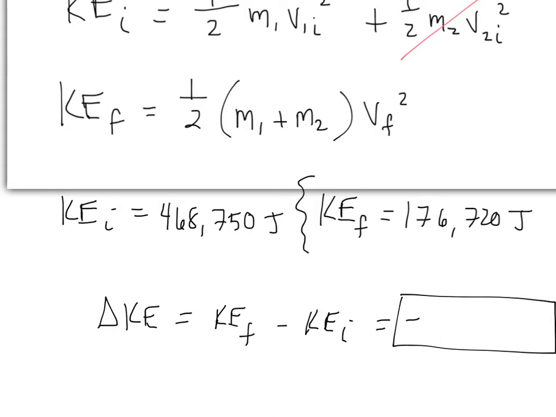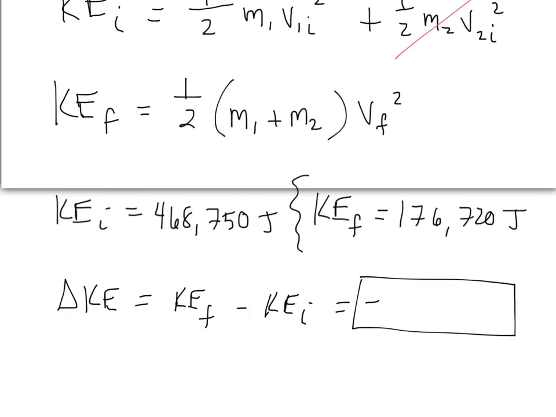So you can find the delta KE this way, or you could obviously find Q loss by using that other formula that I mentioned. When you subtract these two, you're going to get negative 292,030. Again, the significance of the negative sign is that the system lost energy. The final energy was less than the initial. So when you subtract a small number minus a bigger number, you're going to get a negative answer.